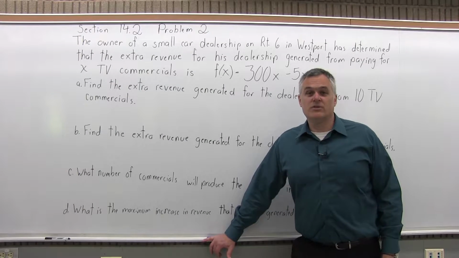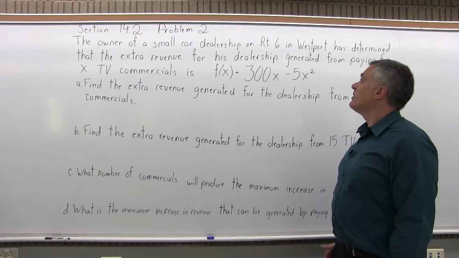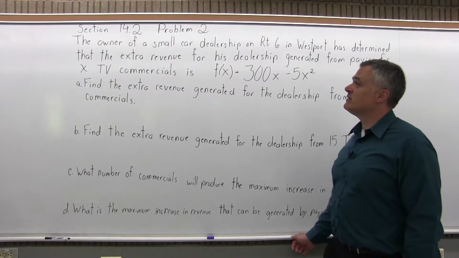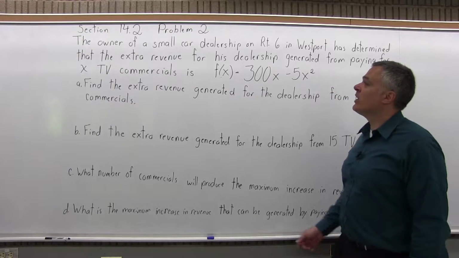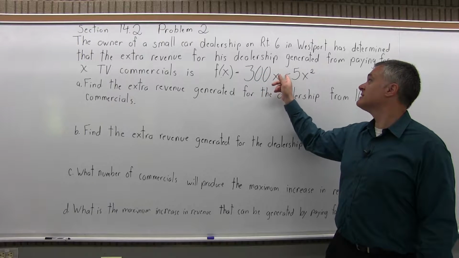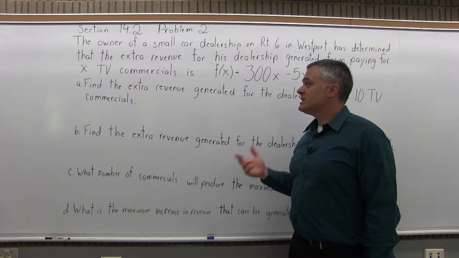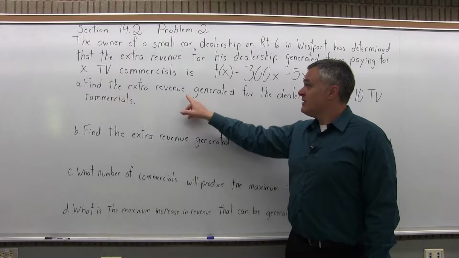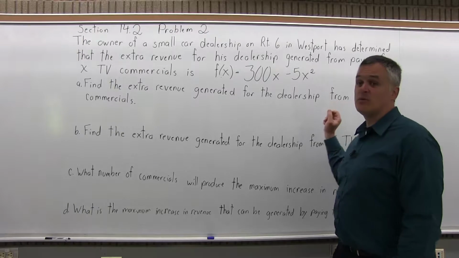This is Section 14.2, Problem number 2. It says the owner of a small car dealership on Route 6 in Westport has determined that the extra revenue for his dealership generated from paying for x TV commercials is f of x equals 300x minus 5x squared. So using that function, we want to find A, the extra revenue generated for the dealership from 10 TV commercials.